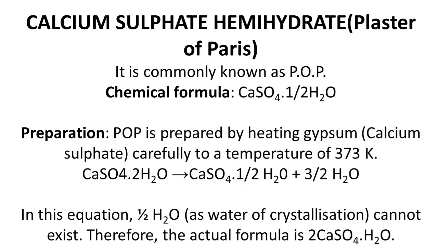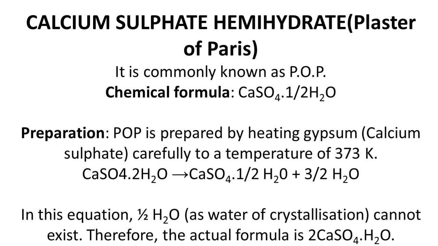Next, the very important salt you are going to study here is calcium sulfate hemihydrate, which is commonly referred as plaster of Paris. This formula is CaSO4 ½H2O, which can be read as calcium sulfate hemihydrate, the name of this particular salt. How is it prepared?